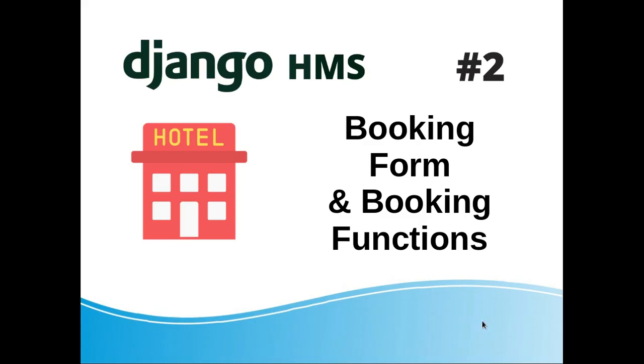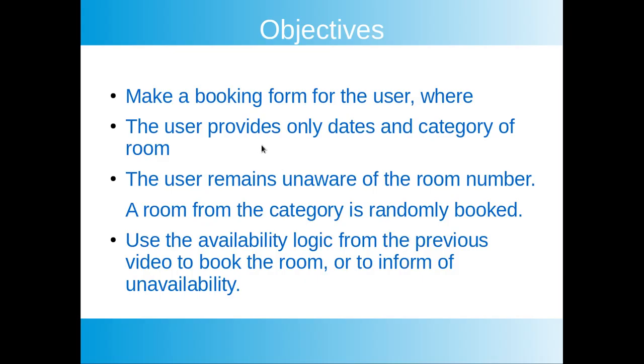In this video we're going to do the booking form and the booking functions. So these are our objectives. In this video we are going to make a form where the user provides the dates and category of the room, and the user remains unaware of the room number and any room from the category which is actually available is booked or it is not booked, depending on the availability logic that we used from the previous video.